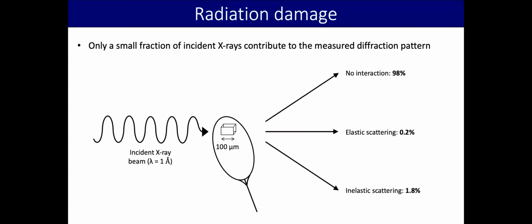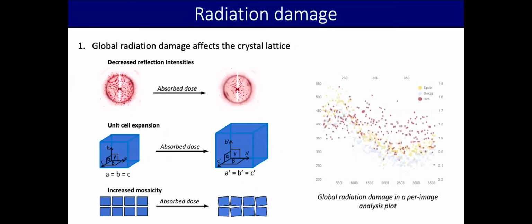And the remaining 1.8% of the X-rays are inelastically scattered by the crystal. And inelastic scattering means that those X-rays deposit some or all of their energy in the crystal. And the deposition of this energy causes damage. So radiation damage can be broadly divided into two types, global and specific.